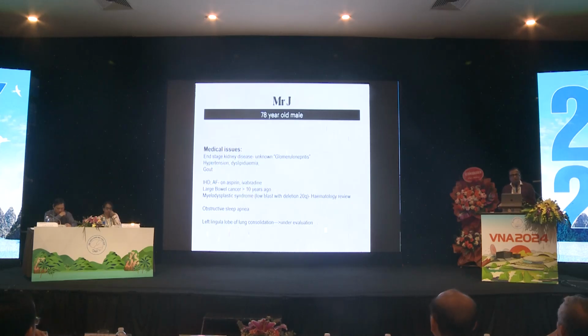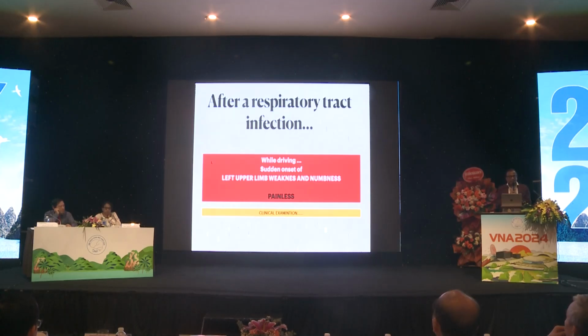So this is the background of the patient, which may or may not be relevant, but it certainly colored the way we evaluated the patient later. He came to us through another hospital, a private hospital. The history that he gave the doctors there was that he had an infectious prodrome, an upper respiratory tract infection. One week after that, he was driving, and fairly acutely within a period of an hour, he developed left upper limb weakness and numbness without any pain.